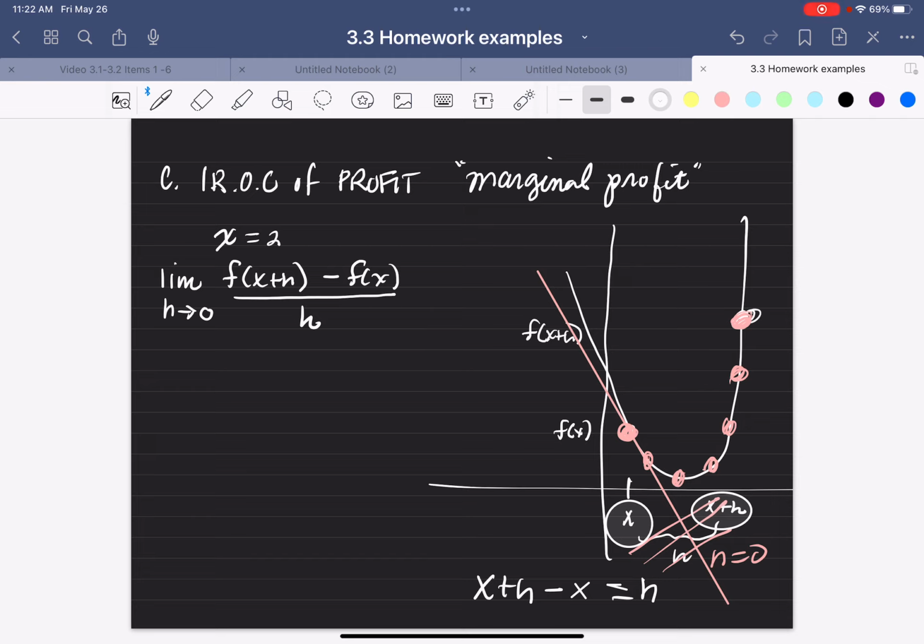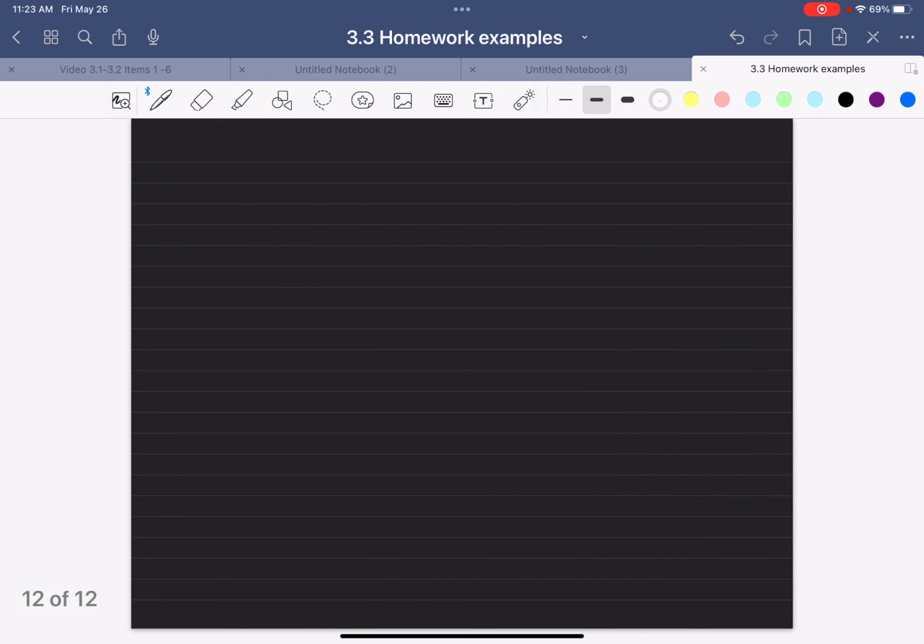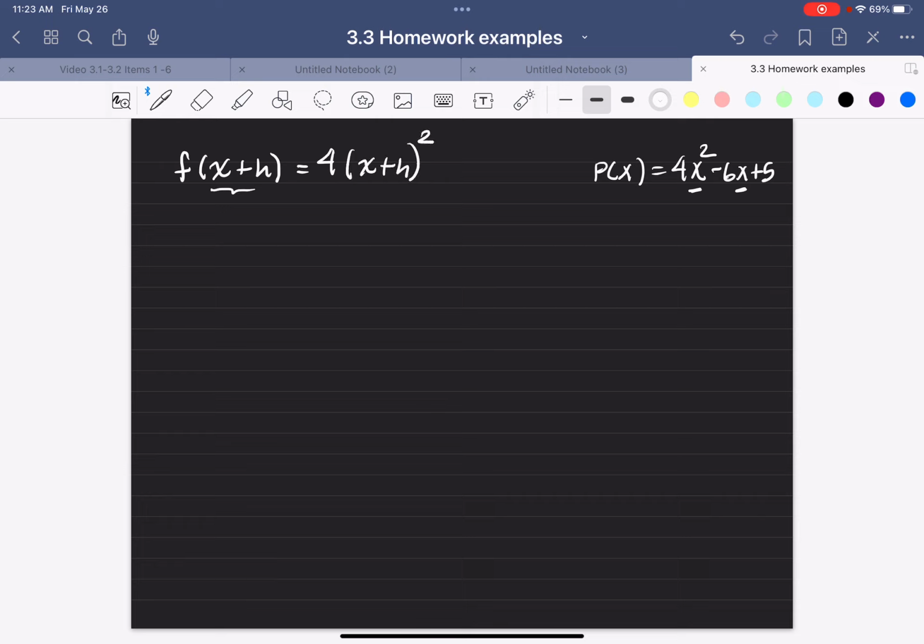So the main thing we have to do here is find f of x plus h. That's the toughest part. f of x plus h. Now remember, our function, p of x, is 4x squared minus 6x plus 5, and we're supposed to substitute in x plus h every time there's an x. So this is going to be 4 times x plus h squared minus 6 times x plus h plus 5.